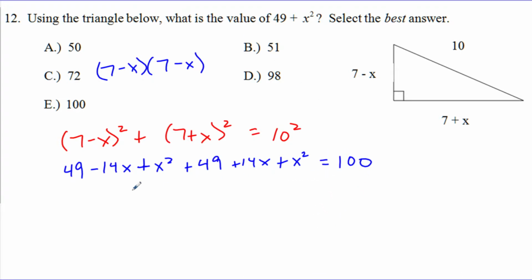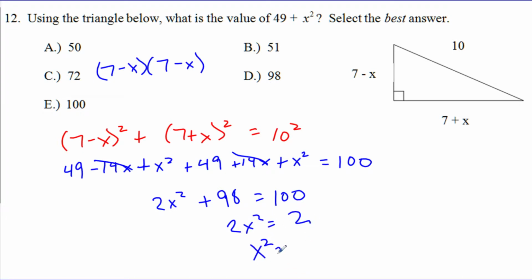So this left-hand side, we have to do a lot of combining. So 49 and 49 looks like 98. I got 100 over here on the right. X squared plus x squared is 2x squared. And negative 14x plus 14x is 0. These are going to cancel out. And so I'm going to get a problem that looks like this. Okay, so if I subtract the 98 over, now I get that 2x squared is equal to 2. That means that x squared is equal to 1. And if I square root both sides, x is equal to 1.